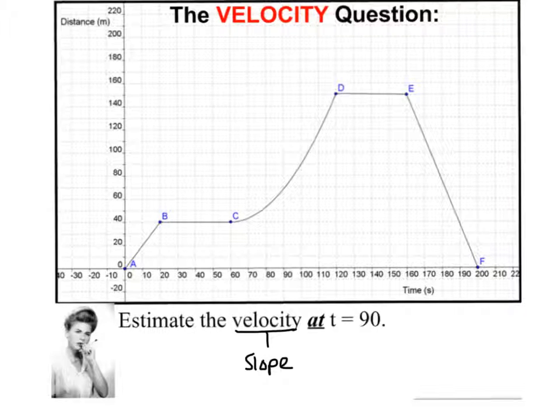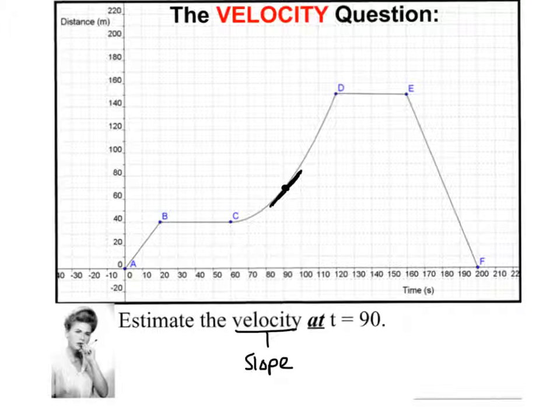So here we are at 90. I'm going to put that point in there. I want to try and estimate the slope at that point. And you'll see again, the slope down here when it first starts moving, the velocity is not very big. The slope is small. Up here it's much bigger. So the slope changes throughout the graph.